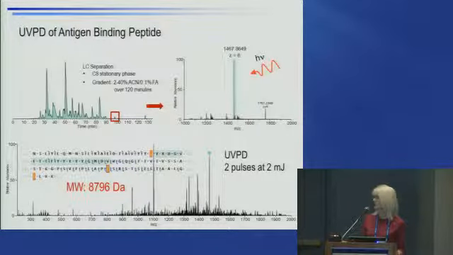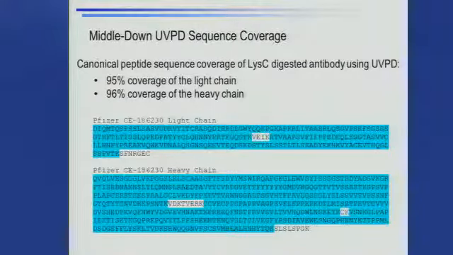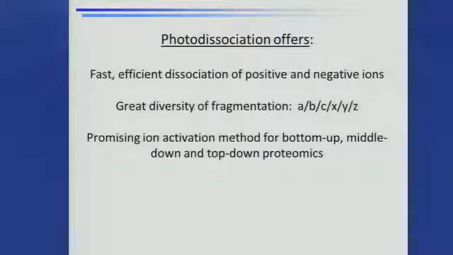And we see very good sequence coverage throughout that peptide sequence, which allows us to identify the peptide, and this complementarity region goes from this valine all the way up to the second valine. It's completely intact. And so just putting all these middle down size peptides together, for this particular antibody, we were able to obtain 95% coverage of the light chain and 96% coverage of the heavy chain using this UV photodissociation method.